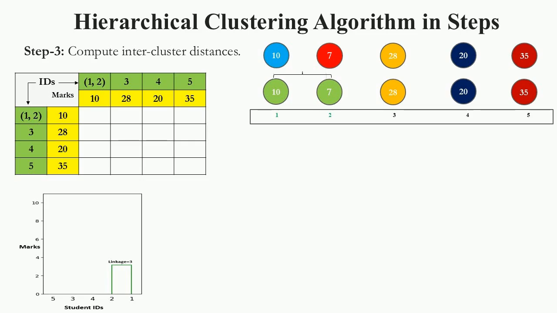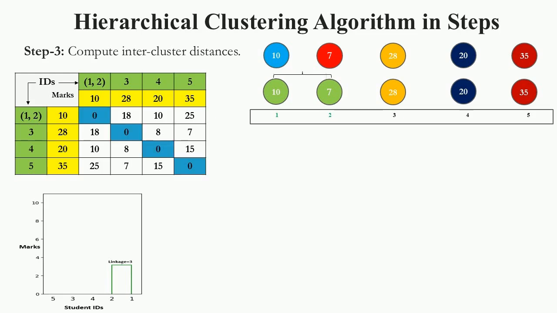Now 1 and 2 are under a single cluster. Cluster 1 2 to cluster 3, then cluster 1 2 to cluster 4, and finally, cluster 1 2 to cluster 5. Same way, cluster 3 to all other clusters, then cluster 4 to all clusters. And, finally cluster 5 to all clusters.